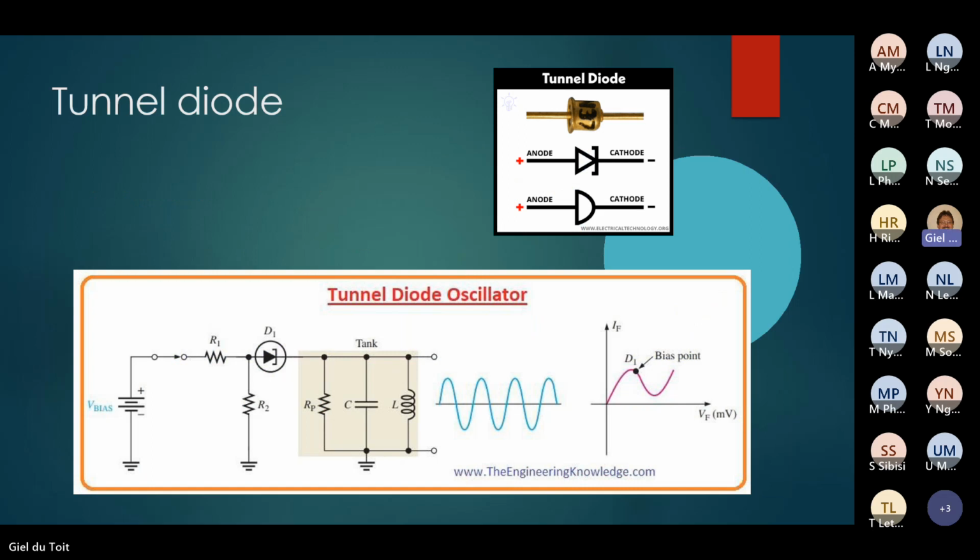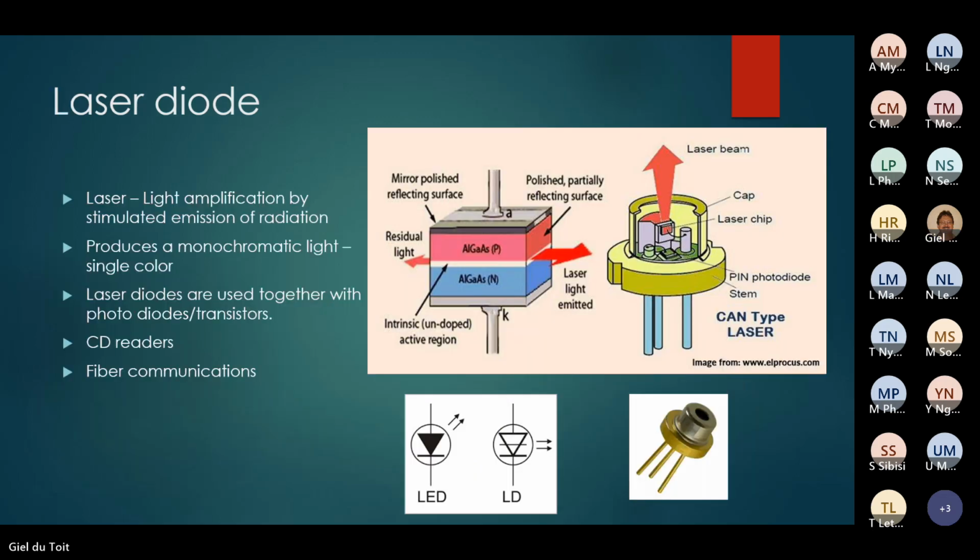This is just a tunnel diode oscillator. We can build an oscillator with it if you put a diode like that, and with the RC value, it will start oscillating. It will give out a sine wave, a frequency like this. So we can use it for a frequency generator, a sine wave generator. That's what they do with it, the tunnel diode.